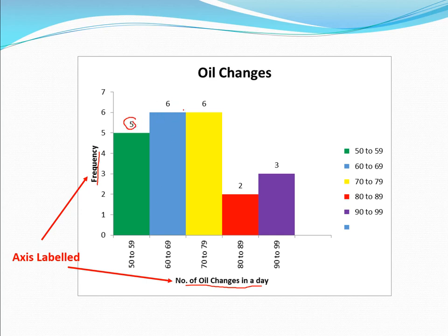Remember, 60 to 69 oil changes had 6, as did class 3 from 70 to 79. And then class 4, which was 80 to 89 oil changes, 2 days had 80 to 89 oil changes. And then class 5, which was days that had oil changes between 90 and 99, only had 3 days. So the most important things to remember: your title, labeling your axes, and then you can draw.